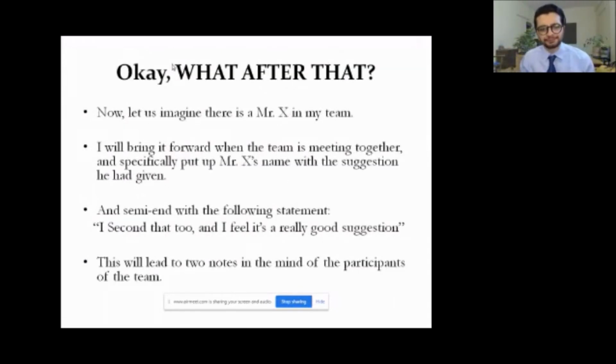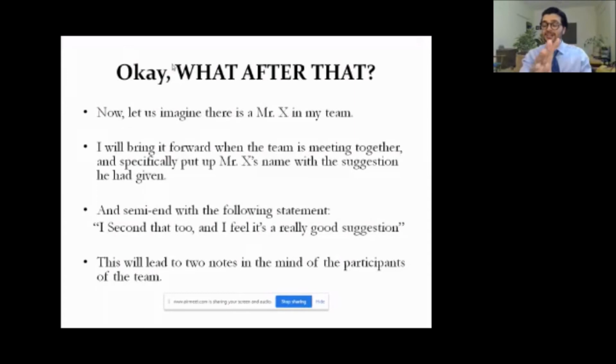So what after that? Now let us imagine that there is a Mr. X in my team. Let's imagine that there's a problem, and I am discussing it with the team. What can we do? What should we be doing? Now, the first stance that I will take as a leader, or the person in a credible position, is I will start calling each and everyone from the team personally first. I'll get to know their views and suggestions on how exactly this problem can be countered. I will bring it forward when the team is meeting together.